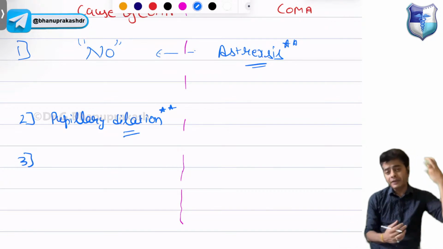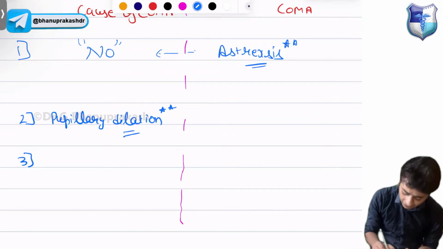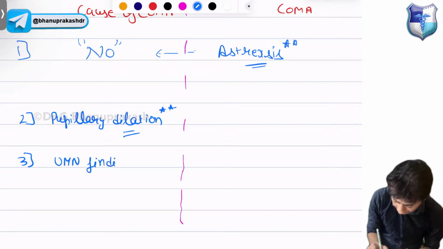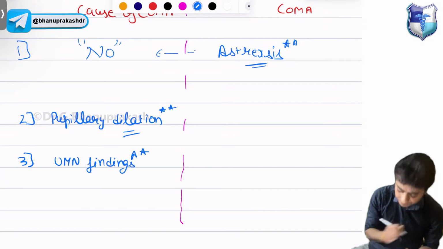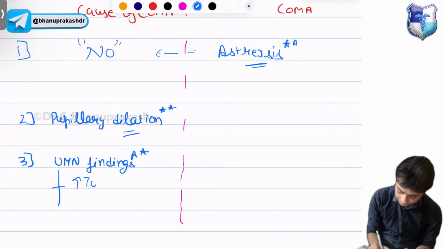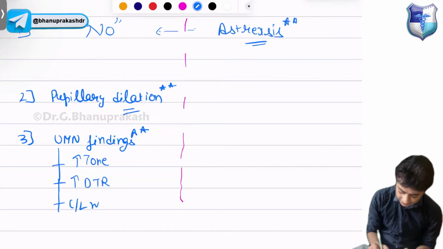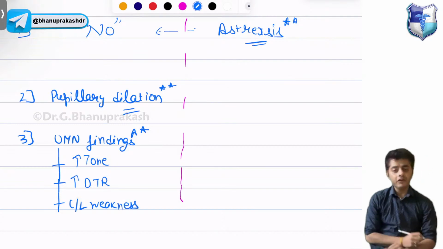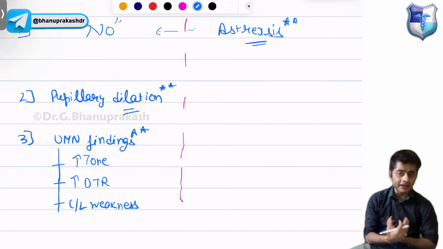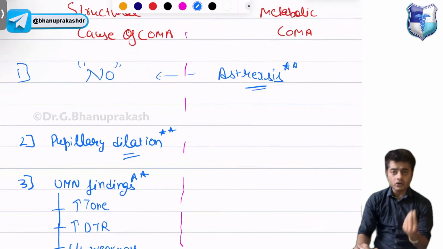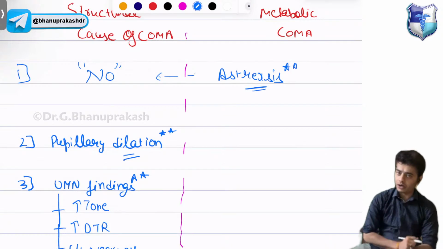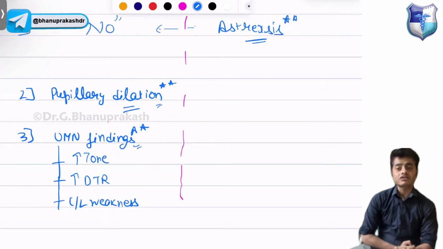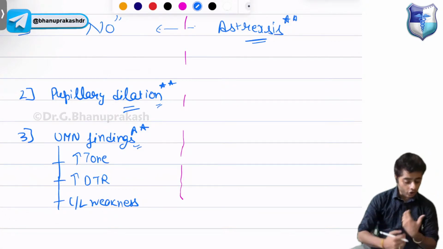And what else can there be? If it is a structural cause of coma, it means the brain is damaged, and if the brain is damaged, there will be upper motor neuron findings, like an increase in tone, an increase in DTR, and contralateral weakness. So in a structural cause of coma there will be no asterixis, because asterixis is present in metabolic coma. In a structural cause of coma, there can be pupillary dilation. You can find UMN findings here, like increase in tone, increase in DTR, contralateral weakness.